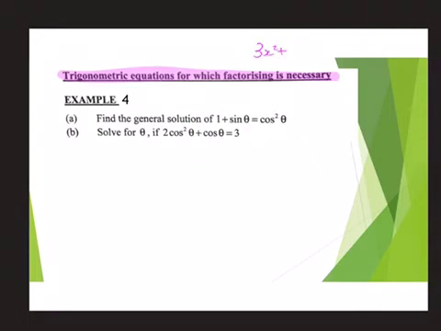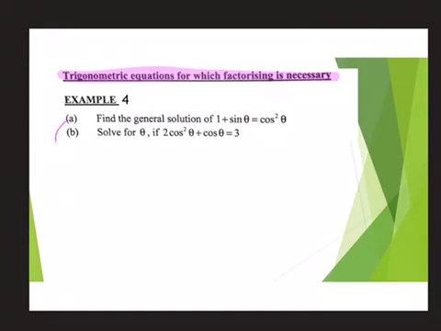3x squared plus x equals 0, you might first take out an x, so it'll be x(3x plus 1) equals 0, so x equals 0 or x equals -1/3. Okay, that's the same sort of thing. We're just going to be working with sines and cosines and tans.